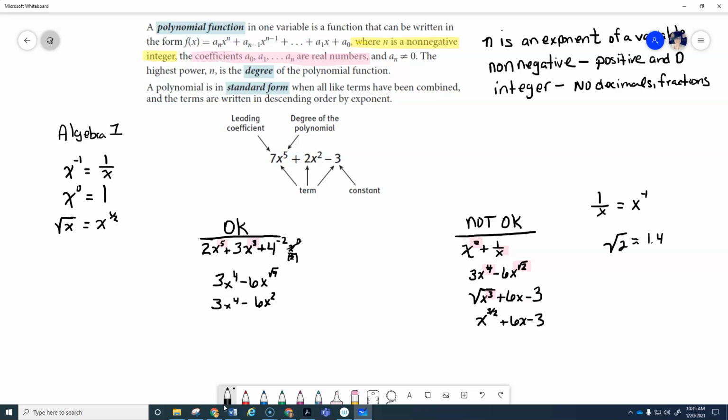And since it can be rewritten, just like this one right here can be rewritten as x to the negative 1, this can be rewritten as x to the 3/2, and now that variable has an exponent that's a fraction, and so that's not okay. So you do have to remember your algebra rules to make sure you find all these hidden secrets that are not okay for polynomials.